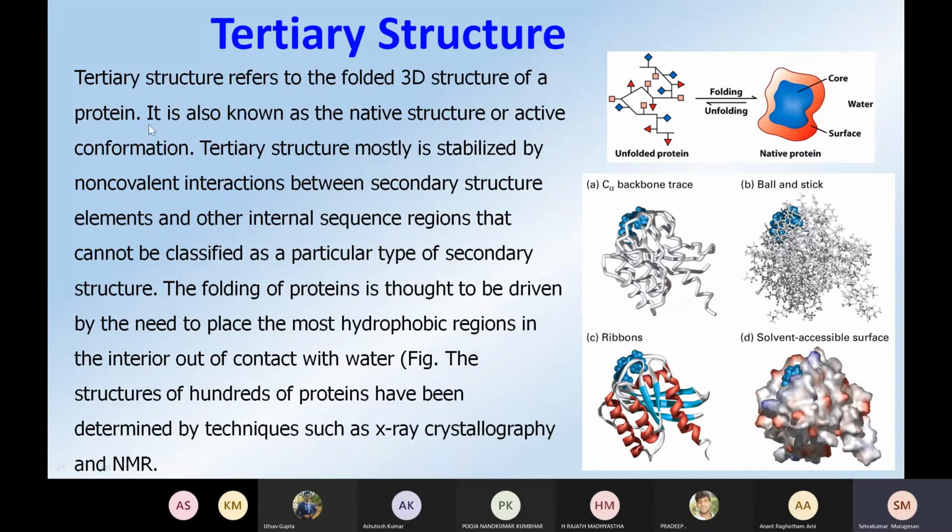So tertiary structure refers to the folded 3D structure of a protein, and it is also known as the native structure or the active conformation. The tertiary structure is mostly stabilized by non-covalent interactions. All these things are non-covalent interactions, which means if we heat them slightly above room temperature, they will start to come apart. The folding of a protein is thought to be driven by the need to place the most hydrophobic regions in the interior, out of contact with water or any other organic medium. This can be visualized using modern X-ray crystallography or solid state NMR, etc.